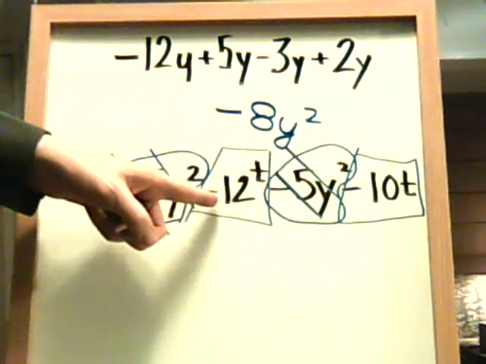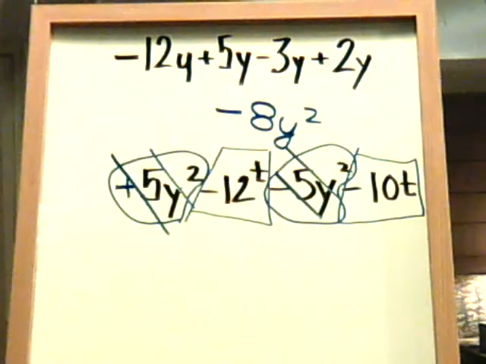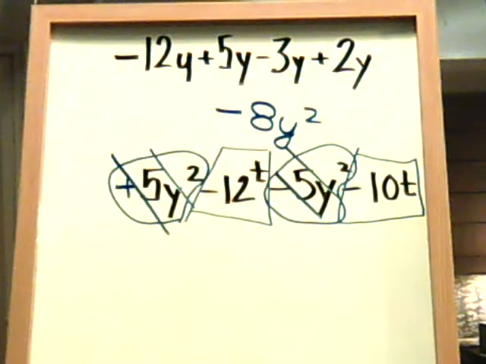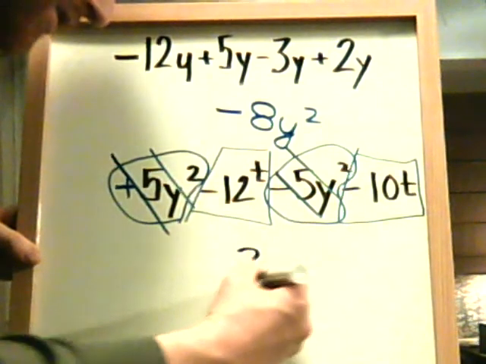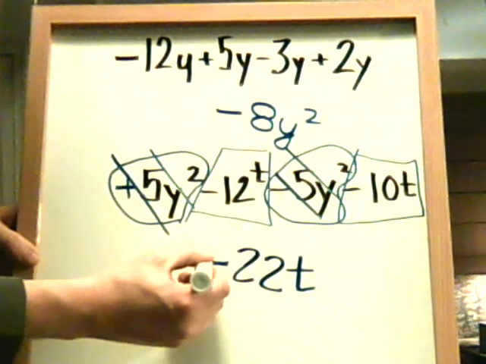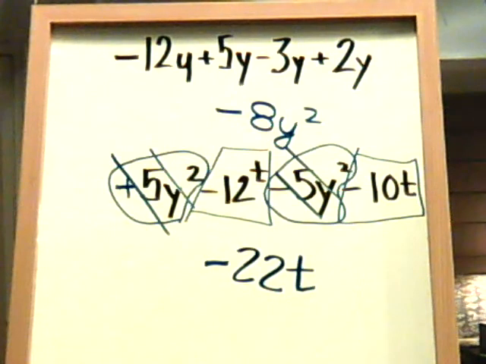Now you have negative 12t, negative 10t. The signs are the same, so that means add. 12 and 10, you put them together, and you get 22. So it's going to be 22t. And then you have to decide on the sign. Well, they're both negative, so it stays negative. Negative 22t.